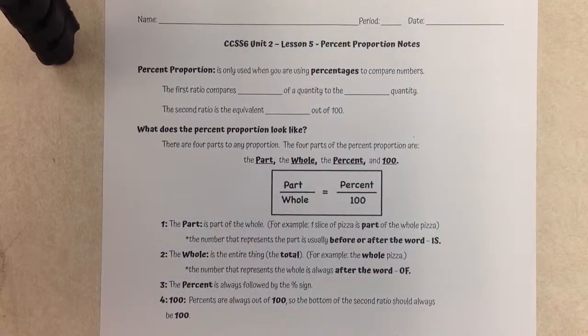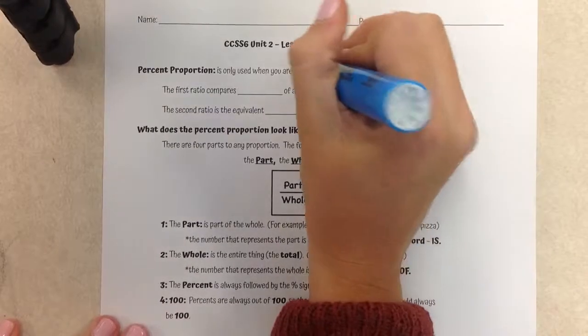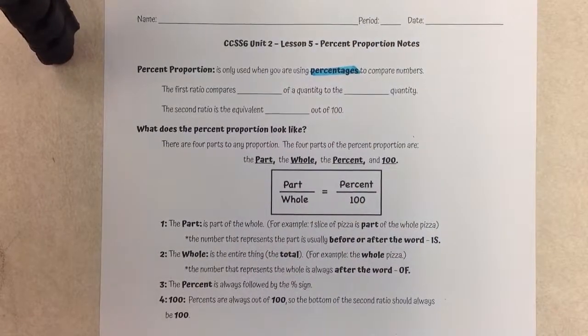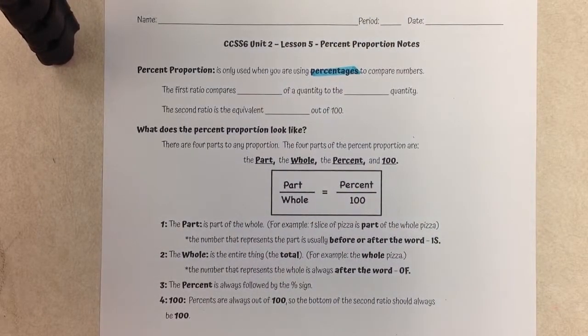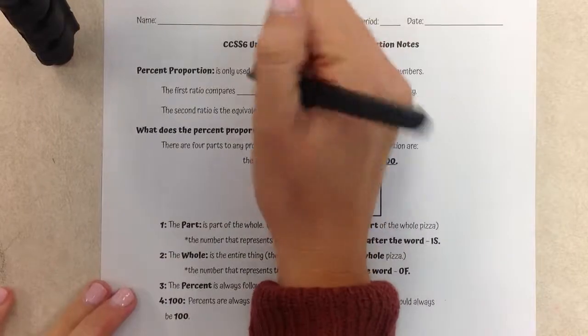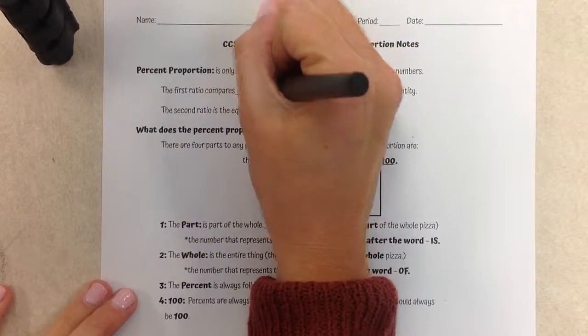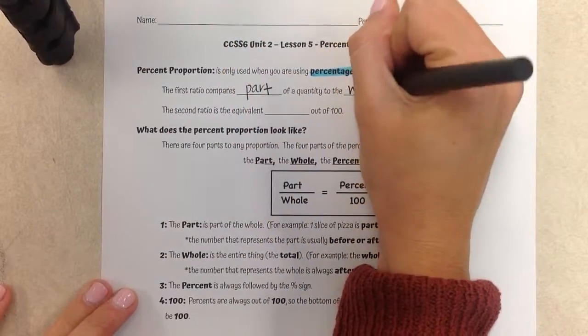Today we're going to talk about percent proportions. So we're still using the same proportion setup, but we're looking at problems that are using percentages to compare numbers. So you'll always see a percent sign or the word percent in a percent proportion problem. So the first ratio is going to compare the part of a quantity to the whole quantity.